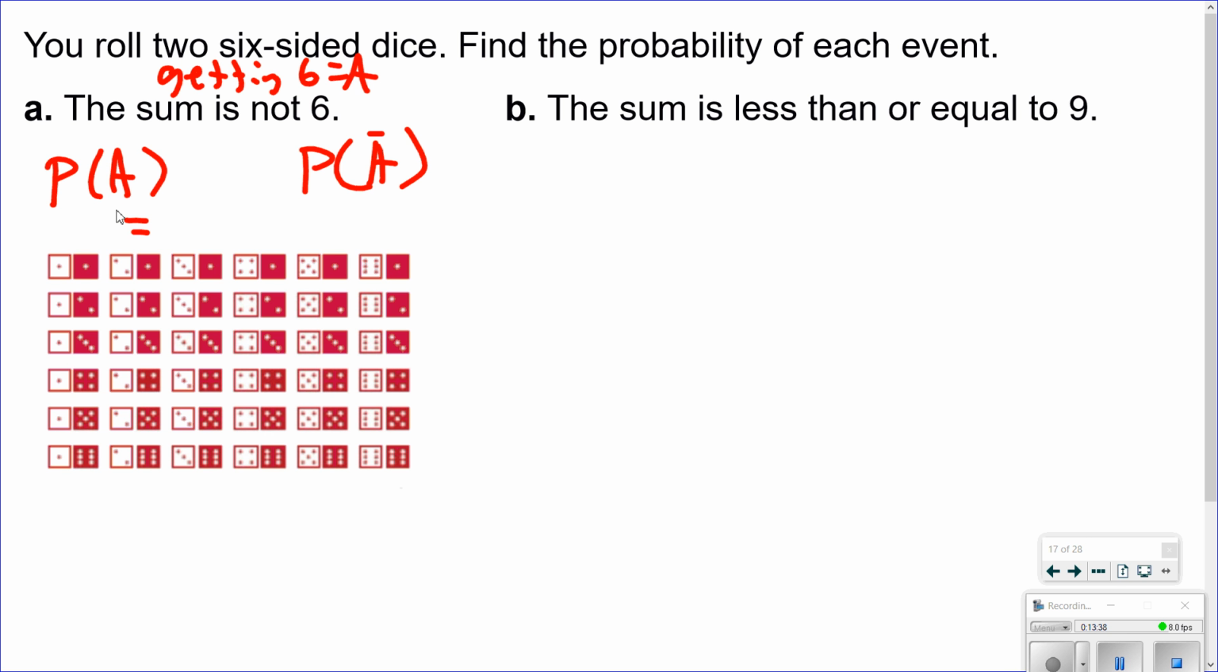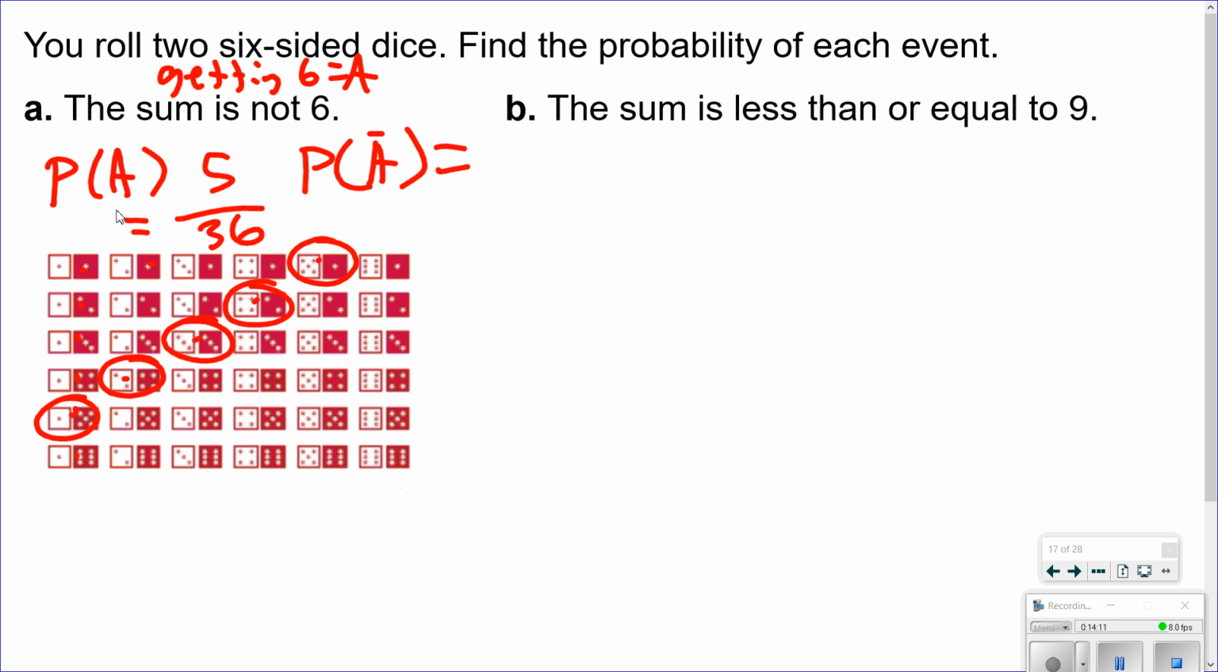If you count here, there's 1, 2, 3, 4, 5, 6, 1, 2, 3, there's 36 possible outcomes. So what I do is count how many of those actually add up to be 6. If I go through there, there's a 6 right there. 2 and 4 will give me 6. 1 and 5 will give me 6. There's a 6. There's a 6. I think that's it. There's 1, 2, 3, 4, 5. So there's a 5 in 36 chance of getting a 6.